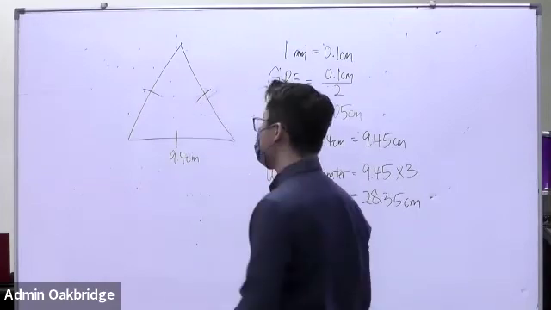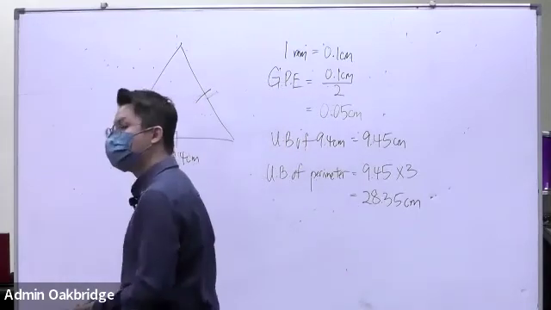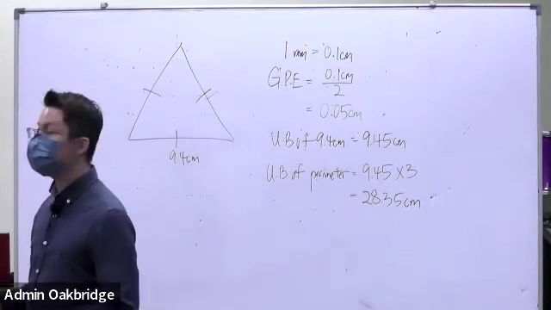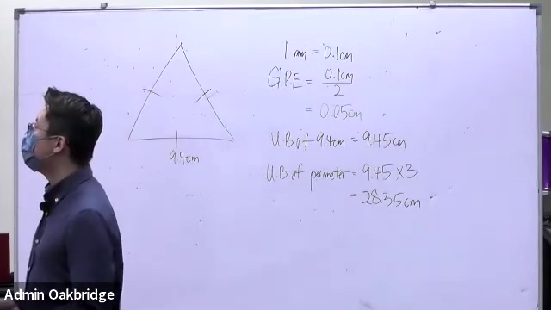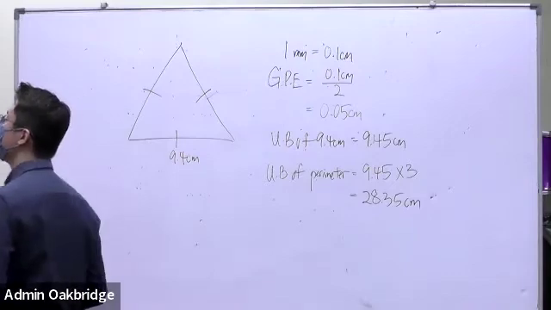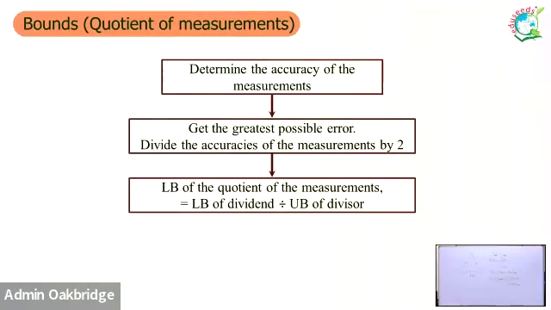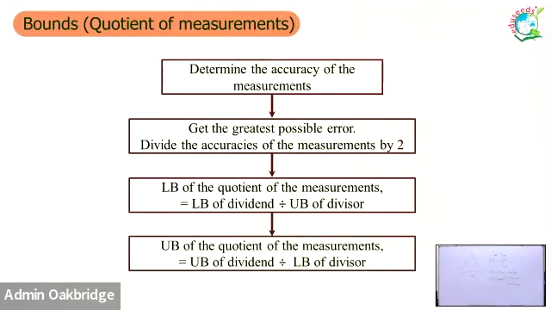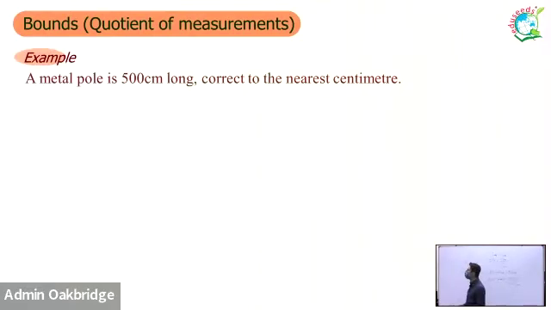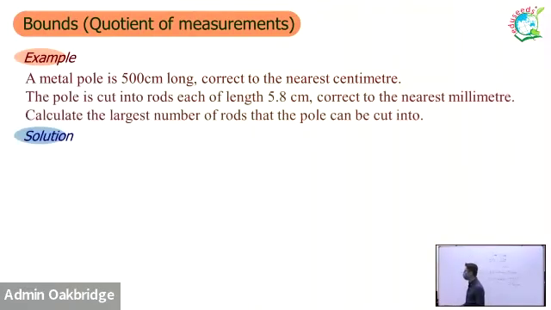All right, now quotient. So this is another special case for quotient. Just now, difference, right? This quotient. Again, you want to get the lower bound of the quotient of the measurements, you should take the lower bound of the dividend divided by the upper bound of the divisor. And then upper bound of the quotient of the measurement, you take upper bound of dividend divided by lower bound of the divisor. So this involves two measurements. So let's see this question.